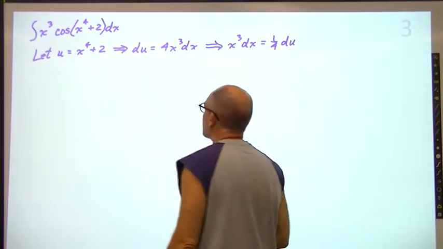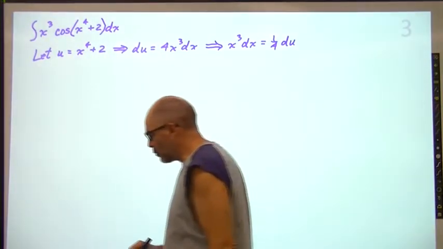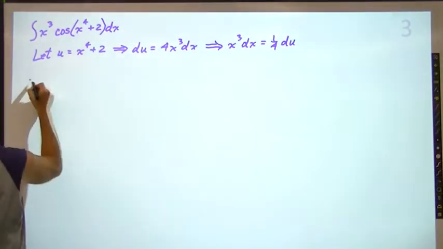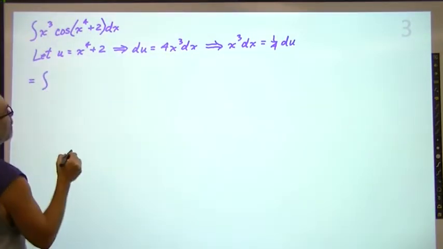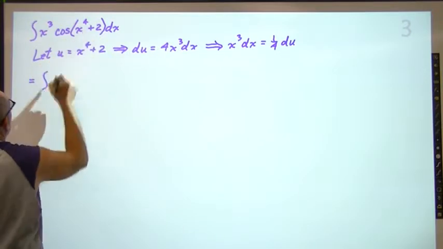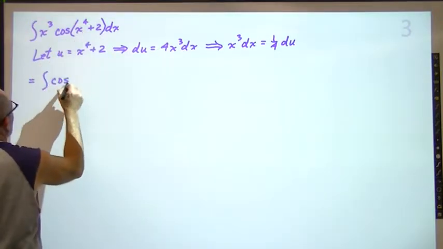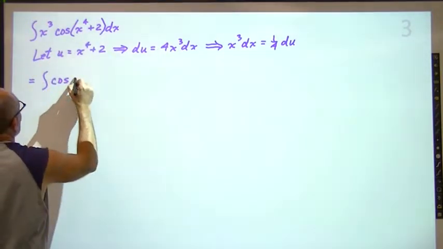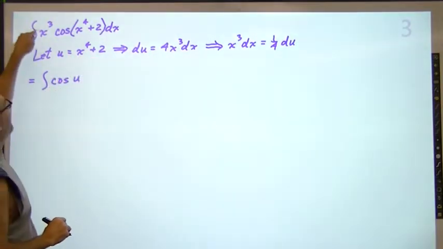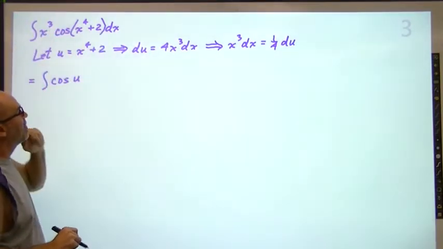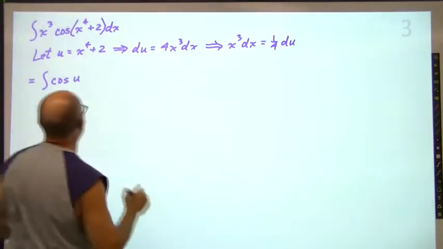All right, so now I can rewrite my integral as the integral of the cosine of u, because u is x to the fourth plus 2. Notice the x cubed dx becomes 1/4 du.